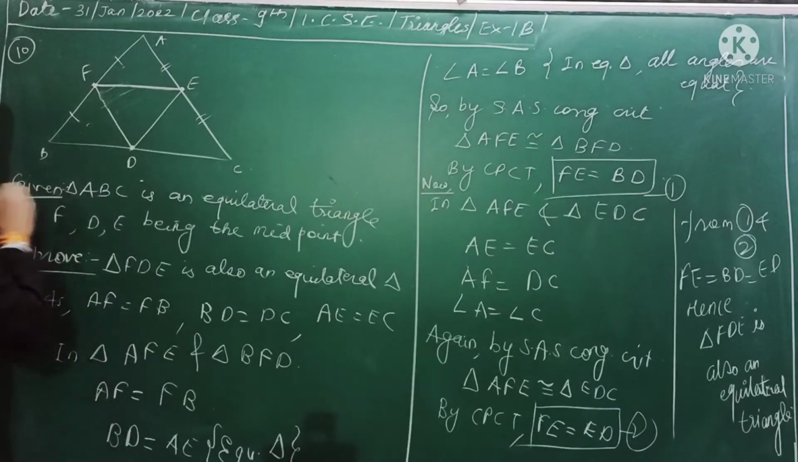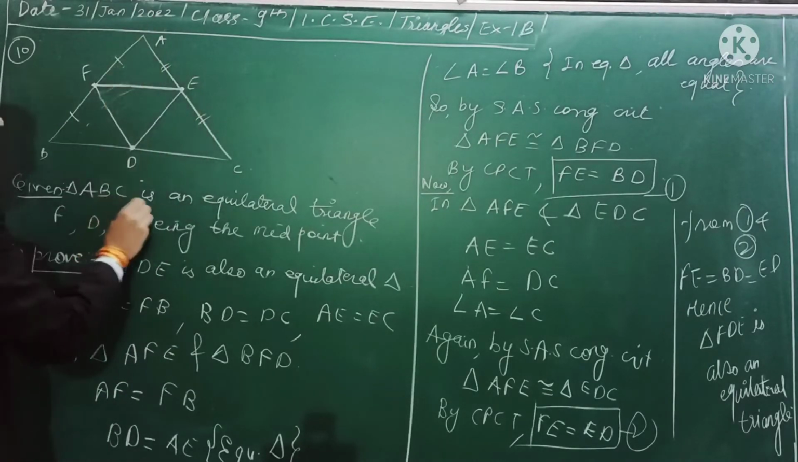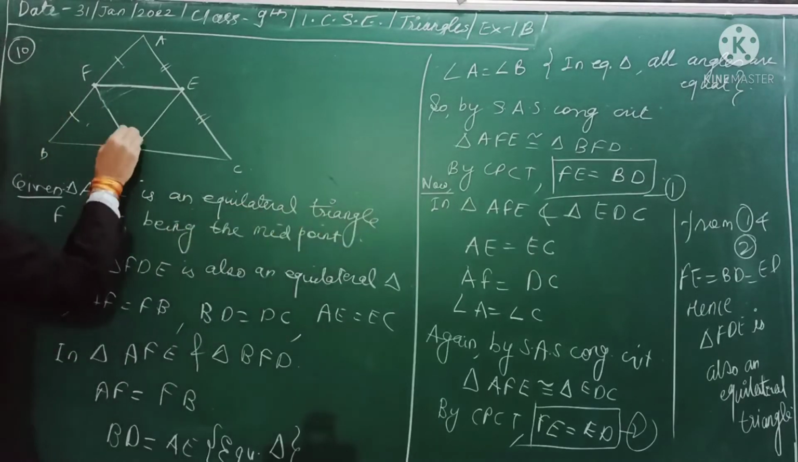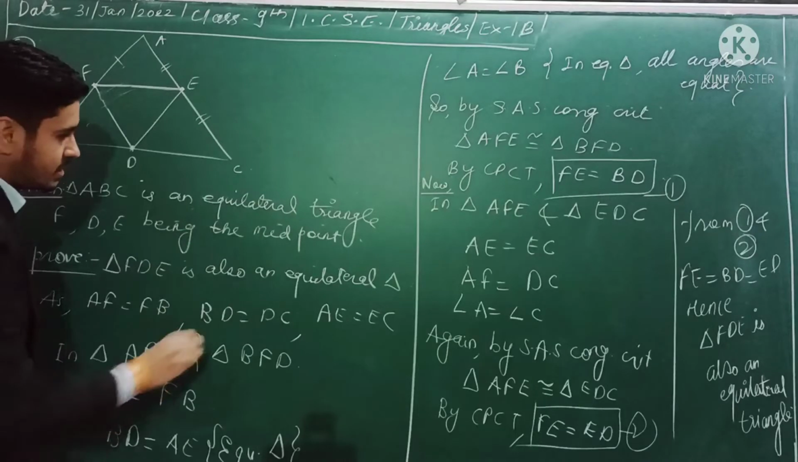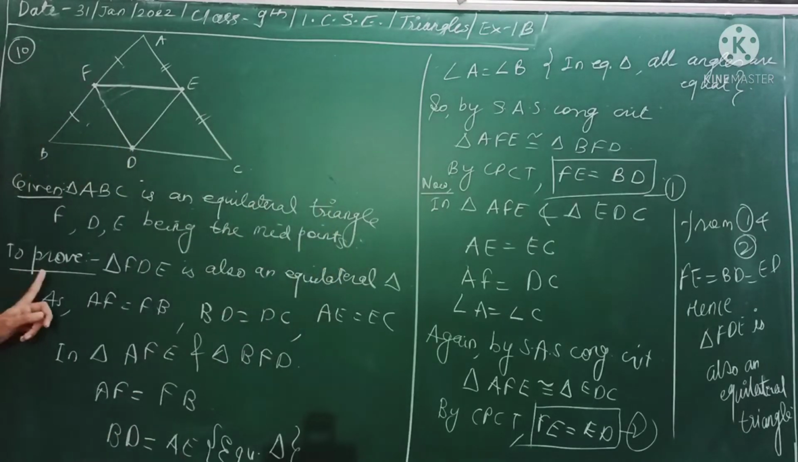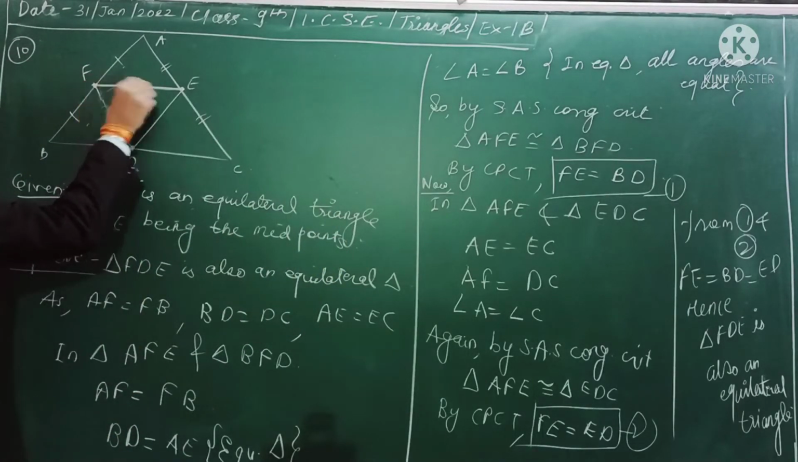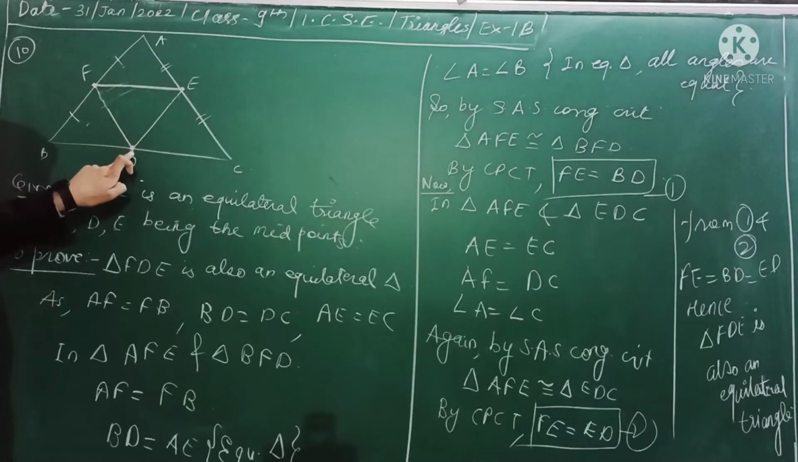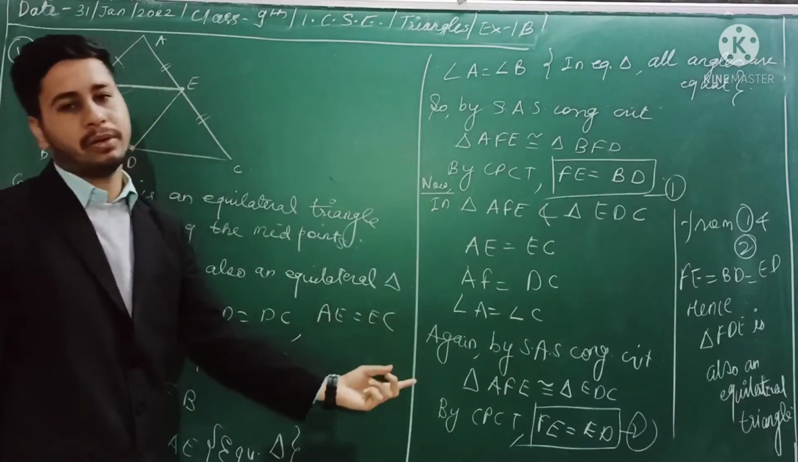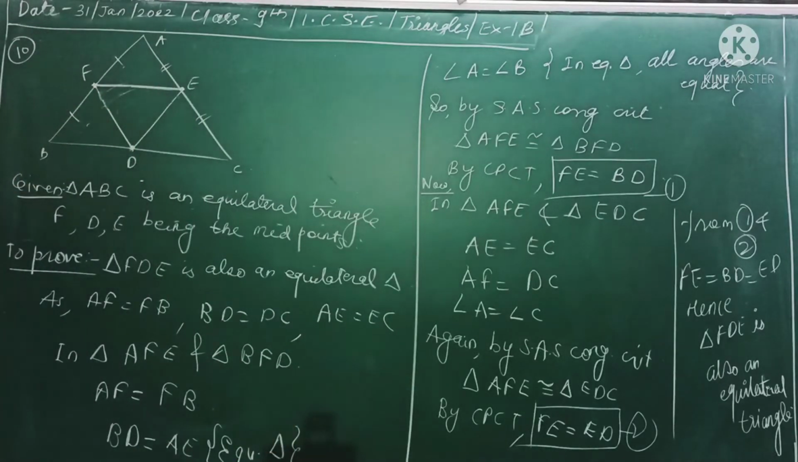Okay, so what is given to us is that triangle ABC is an equilateral triangle, and let us consider that F, D, E are the midpoints. Now we have to prove that the triangle which is formed by joining the midpoints is also an equilateral triangle. So this is a kind of interesting question. Let us prove it. So here is the proof.